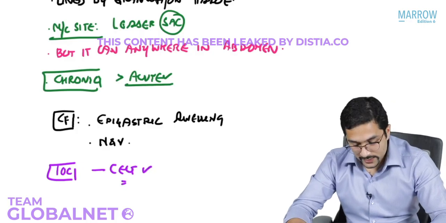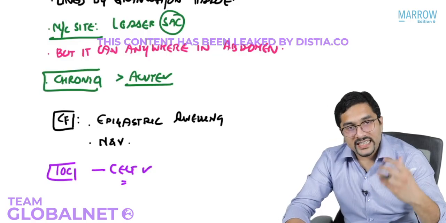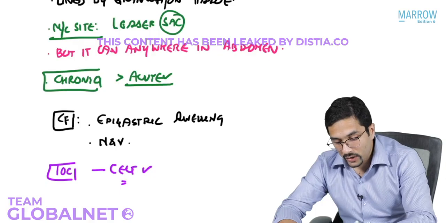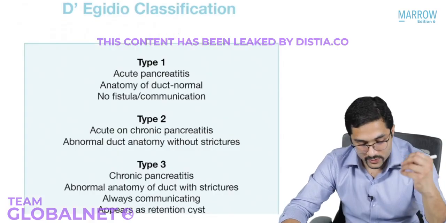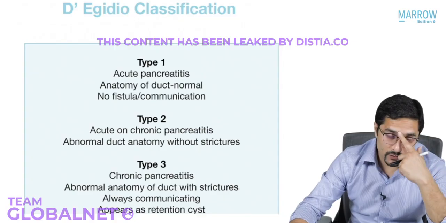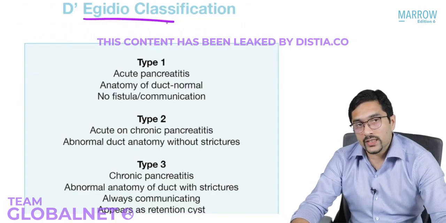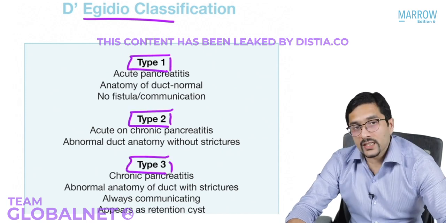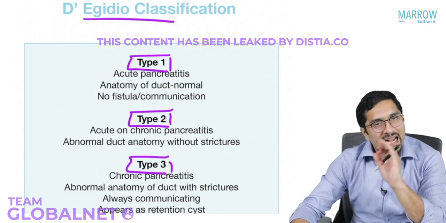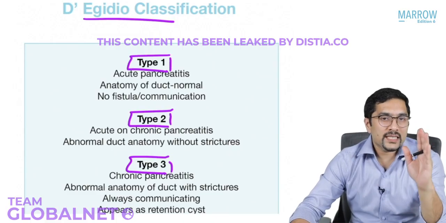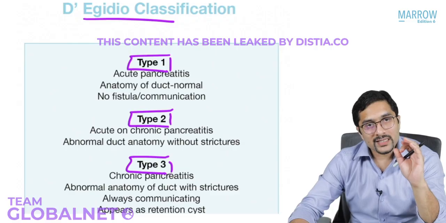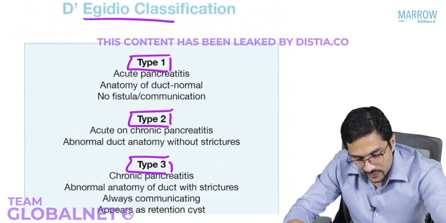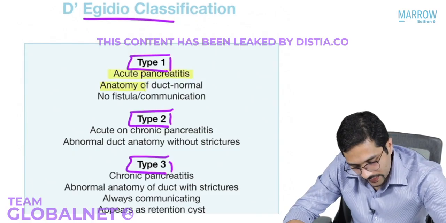Now, you have the D'Agadio classification as well. On this CT, we also get some very important information regarding the management of these pseudocysts. In the D'Agadio classification for pseudocysts, there are 3 types: type 1, type 2, and type 3. Type 1 pseudocysts are usually seen with acute pancreatitis, and usually there is no cystoductal communication, meaning there is no communication between the pseudocyst and the main pancreatic duct. The anatomy of the duct is normal.